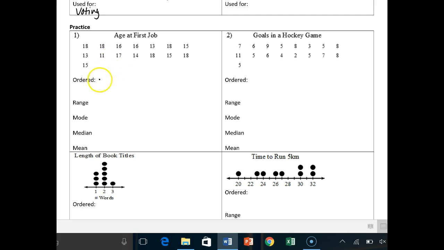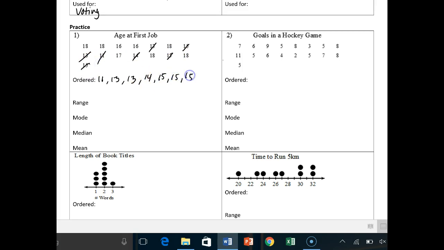So I see the smallest number is 11, cross it off. Now I'm looking for other numbers. I see 13, cross off 13. I see another 13, cross off 13. I see 14. I see a couple of 15s, in fact 3 of them.